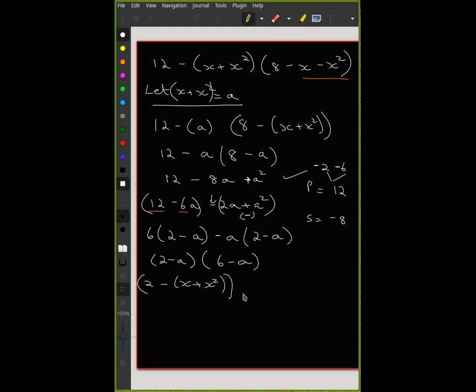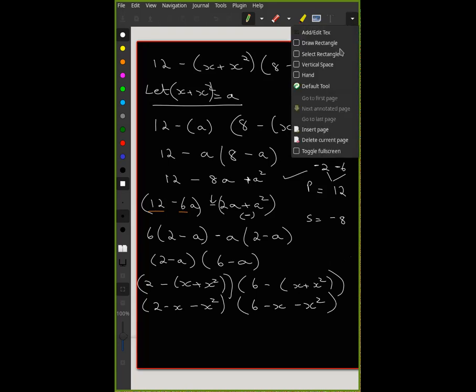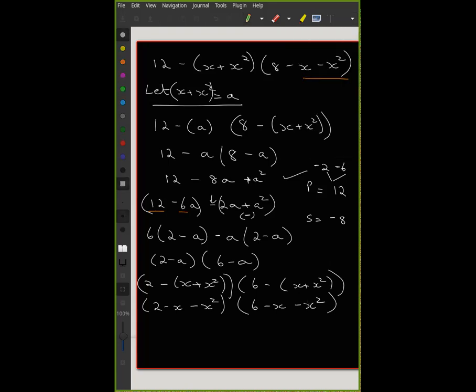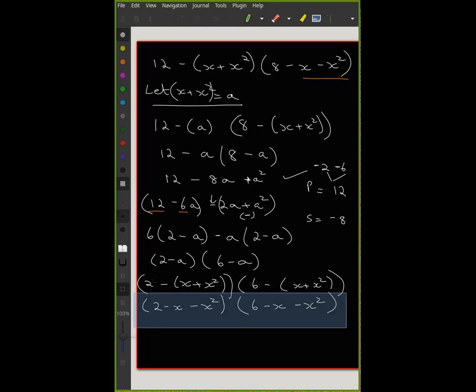Yes, sir. And then in brackets 6 minus, brackets x plus x square. And then open the whole brackets. So it would be 2 minus x square and 6 minus x square. Okay, just stop here. Let me add another page here. Till here, everyone, is it clear?